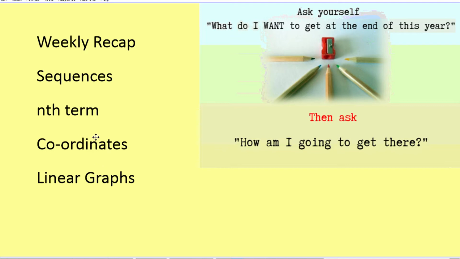Okay, but before we start anything, we need to get our intention right. We're going to ask ourselves, what is our target for the end of the year? And that's to be successful, it's to pass this exam. And how are we going to get there? It's by watching these videos, coming to lessons and working hard.